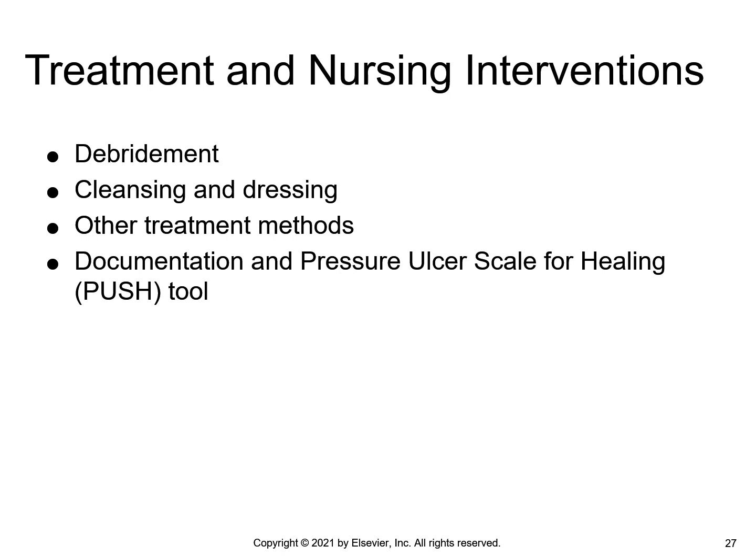Exudate is purulent, serosanguineous, or sanguineous. Purulent is pus, serosanguineous is serum and blood mixed together, and sanguineous is blood. The Pressure Ulcer Scale for Healing, or the PUSH tool, is an objective document of findings. Photographs are taken of the ulcer on discovery and during treatments to assist in documenting the progress.